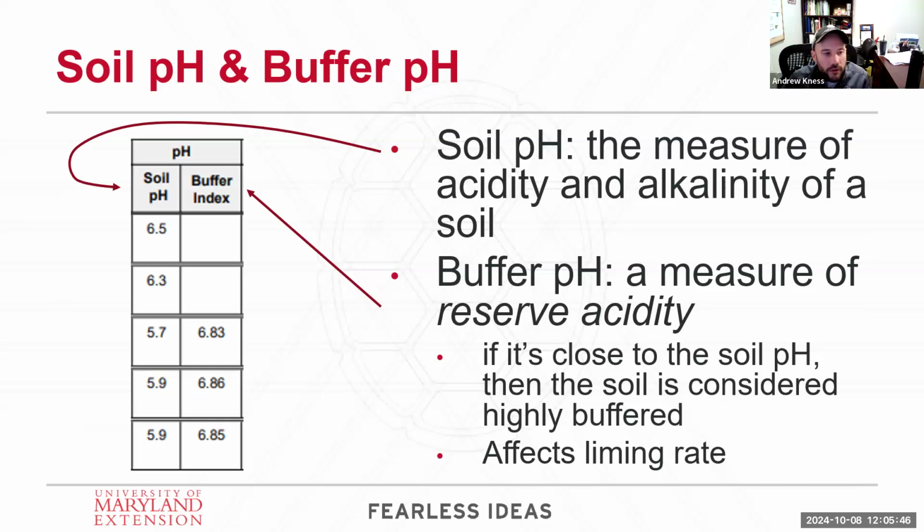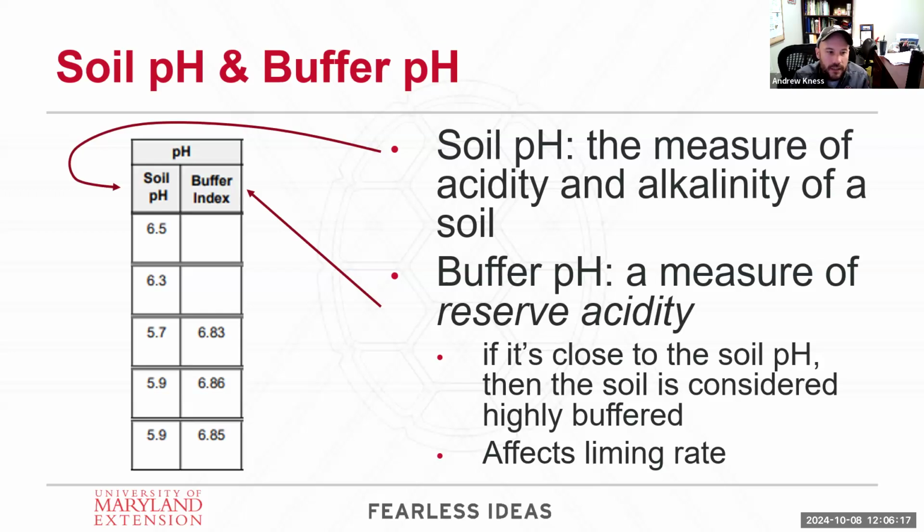In a lot of reports, you might see two values represented under pH. One is the soil pH, and then you might see another one called buffer pH or buffer index. Your soil pH is the actual pH of your soil. That's the number. In that first sample, this soil is at 6.5. The buffer index is the measure of your soil's reserve acidity, and I'll talk about that here.